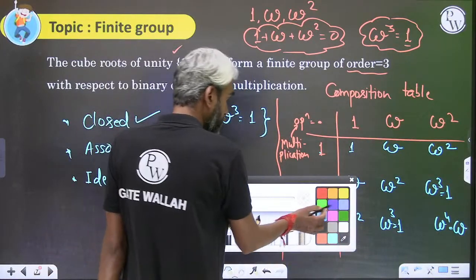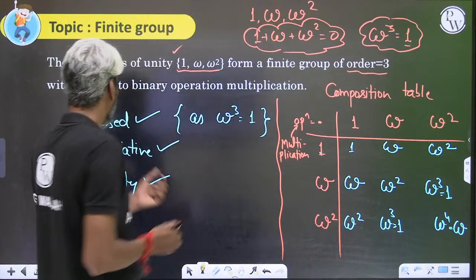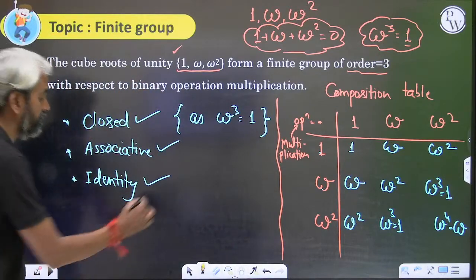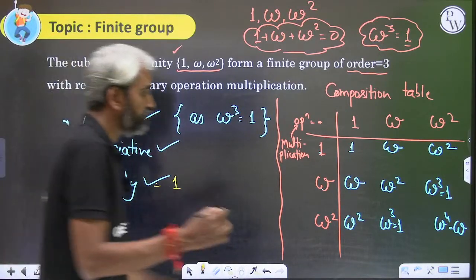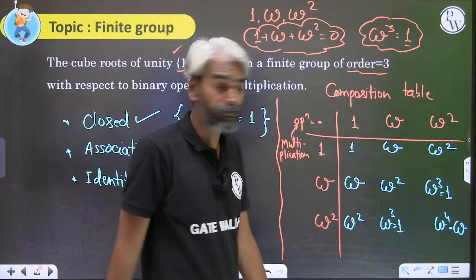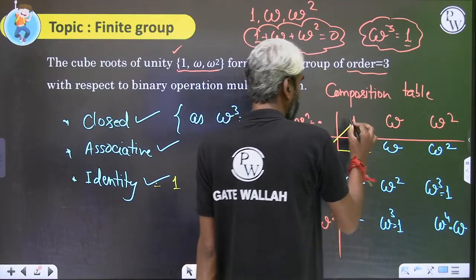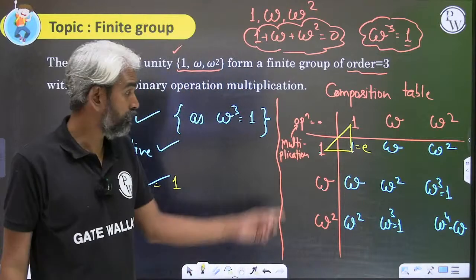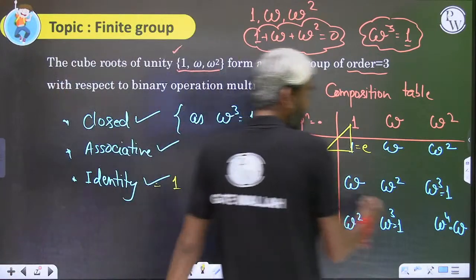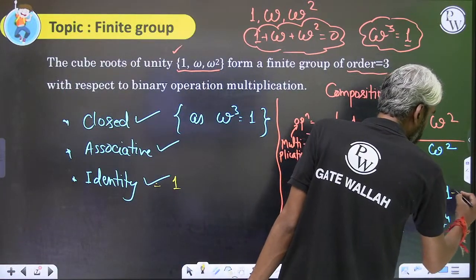Now, let's look for the identity element. The identity element with respect to multiplication is 1. Clear? So, let's look for the identity element in this composition table. Here 1 is the identity element. So, inverse of 1 will be 1.